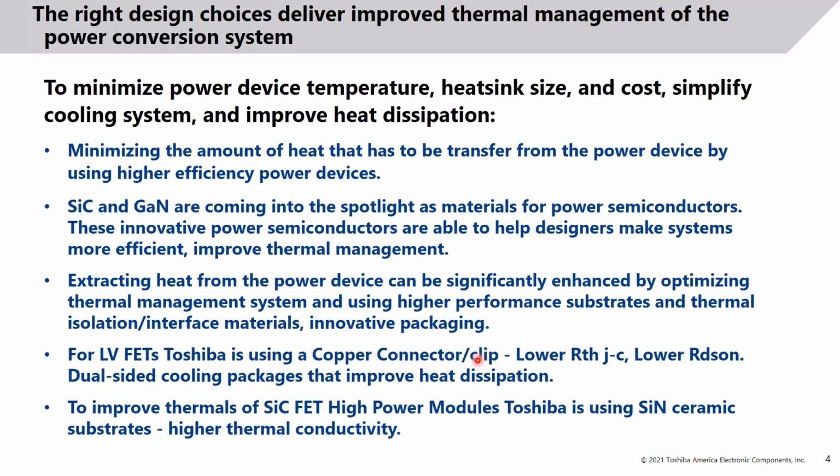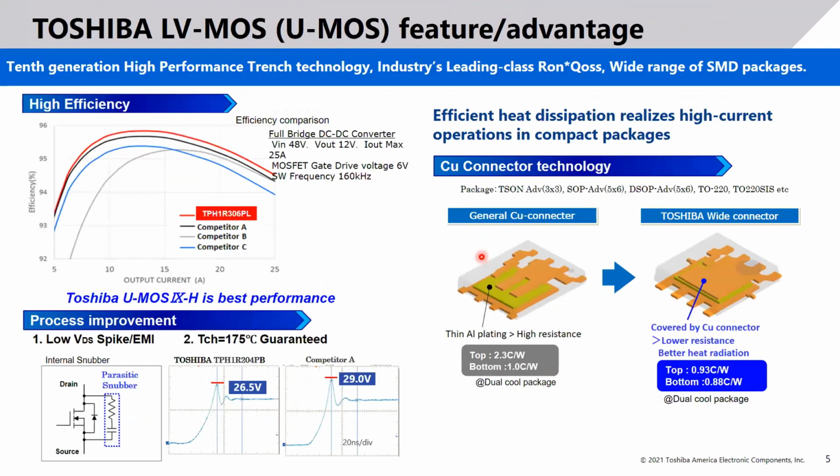To improve thermals on our silicon carbide high power module with the FETs, we're using silicon nitride ceramic substrates that give us higher thermal conductivity. So Toshiba low voltage MOSFETs, why Toshiba? We are on the 10th generation high performance trench technology. We have industry leading class figure of merit, and a wide range of surface mount packages.